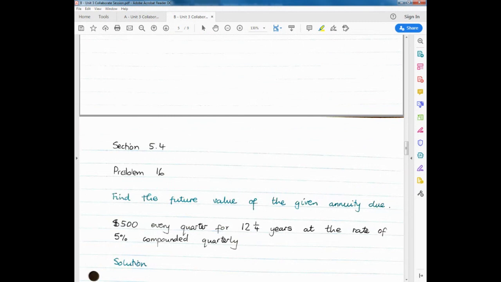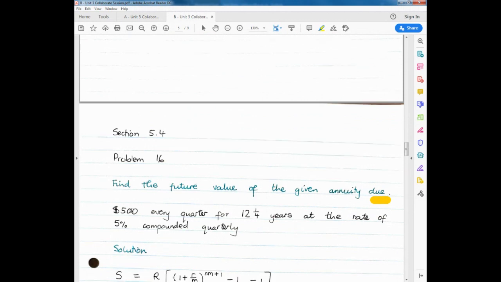So problem number 16 is also for a future value, but now it is for an annuity due. So we would proceed in the same way. We select the correct formula. We're given a $500 payment every quarter for 12 and a quarter years at the rate of 5% compounded quarterly.